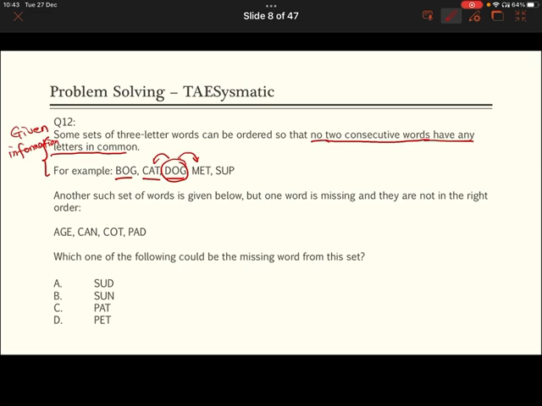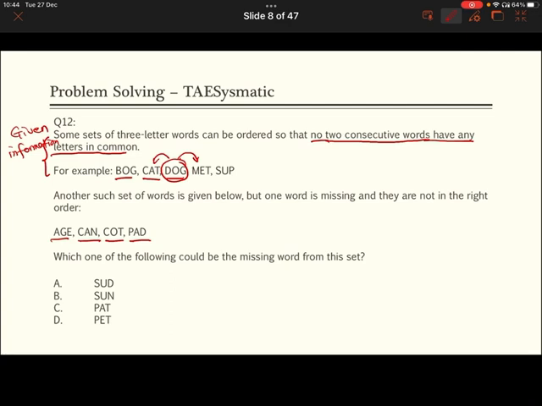Now, they give another set of words, but one word is missing. They are not in the right order: AGE, CAN, COT, and PAD. When we put the missing word in, any 2 consecutive words cannot have any letters in common. How do we solve this problem accurately and quickly?